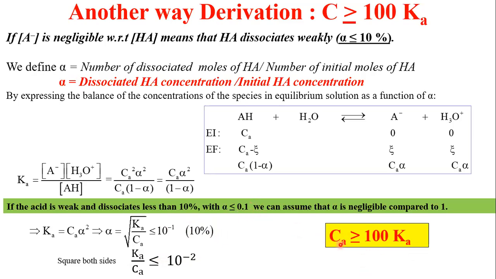Either the acid concentration is greater than 100 Ka, or it's less than this. If it's greater than 100 Ka, you can ignore X, or in this case, we ignore alpha. And if it's less than 100 Ka, you can't ignore alpha. Alpha is not less than 10%. You have to keep it. Just because you see this more in textbooks, in English and in French textbooks, more than the other methodology.